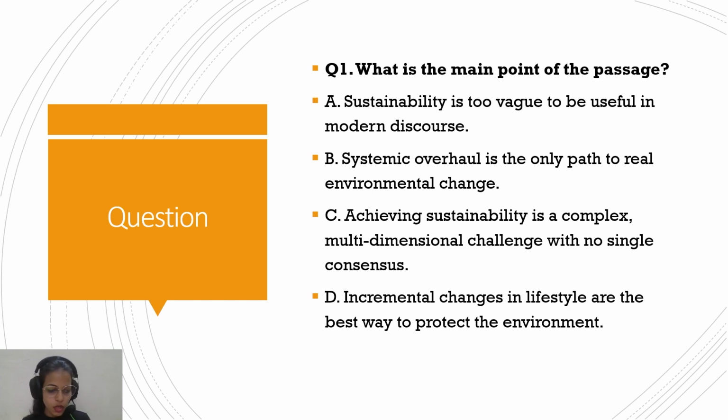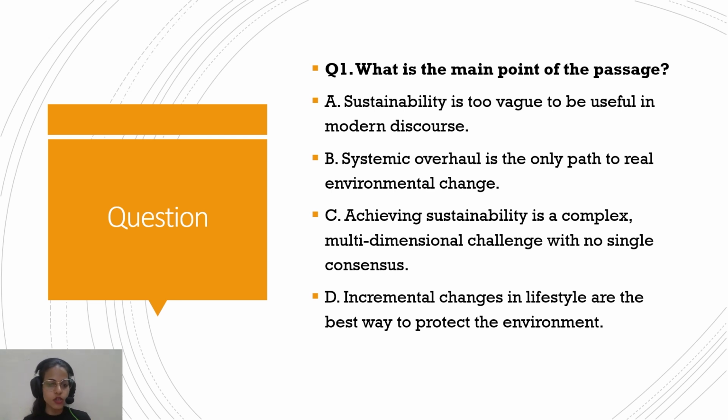But let's see what option D is. Incremental changes in lifestyles are the best way to protect the environment. Now, this can be slightly confusing because we saw some examples of incremental changes, such as consuming less meat or using recyclable material. But that is a message of only one part, reflected in only one paragraph. That is not the main point of the passage. That is one of the many points in the passage.